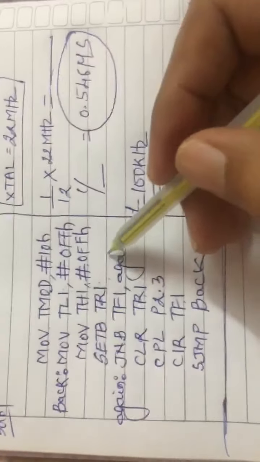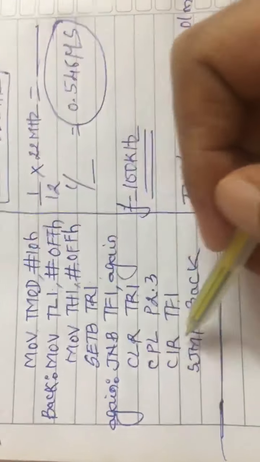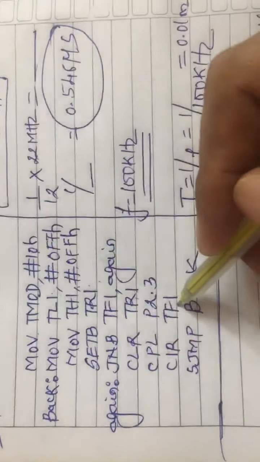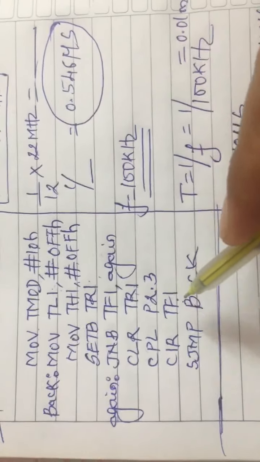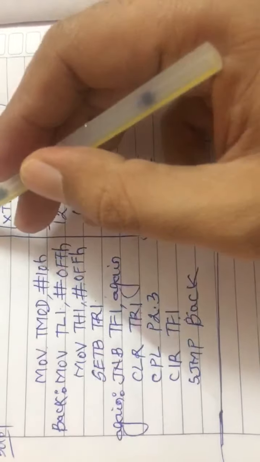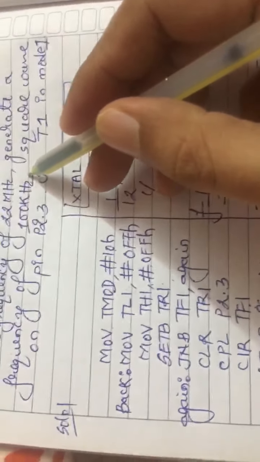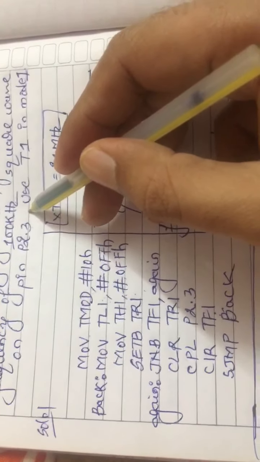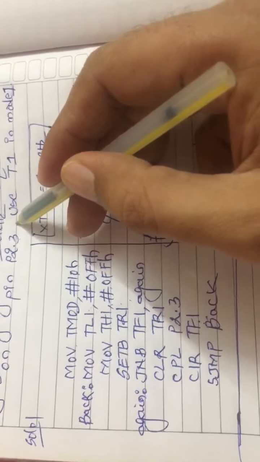Now the program is fully completed. This program shows that we are generating a square wave of 100 kilohertz frequency on P2.3. I hope this program is clear.